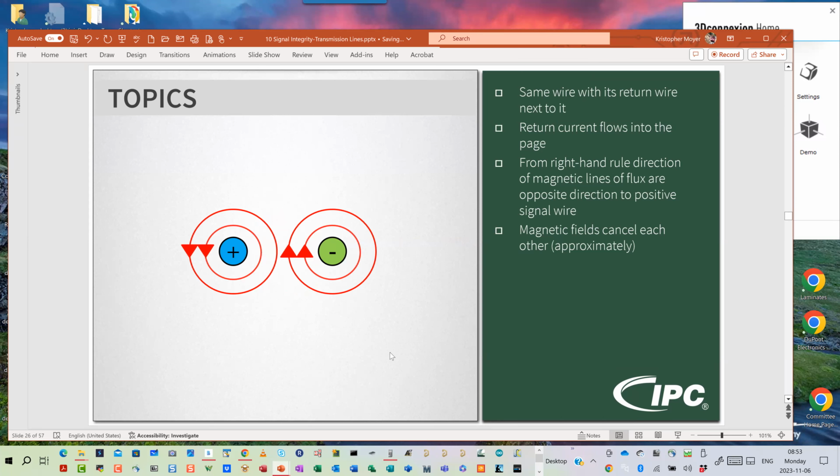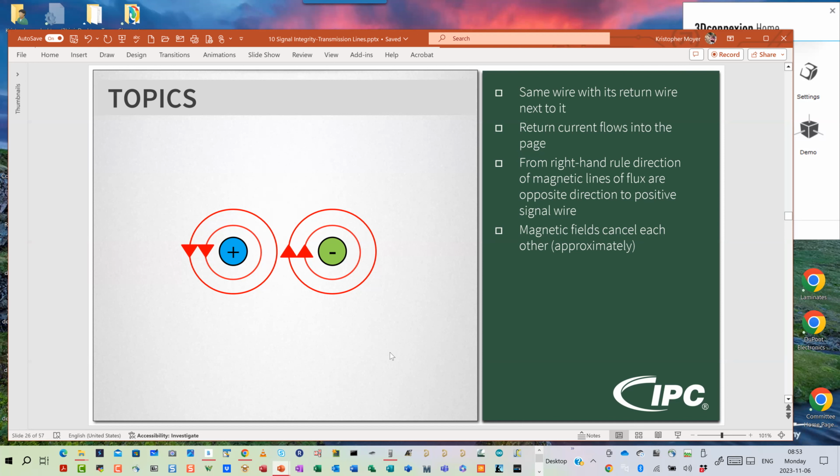The same wire with its return wire next to it. The return current here flows into the page. So the right-hand rule of the blue positive symbol: right hand pointing away from the screen, fingers of the right hand naturally twist in a counterclockwise direction. Turn my hand around, thumb pointing towards the screen, and now the fingers of my right hand are rotating or twisting in a clockwise direction.